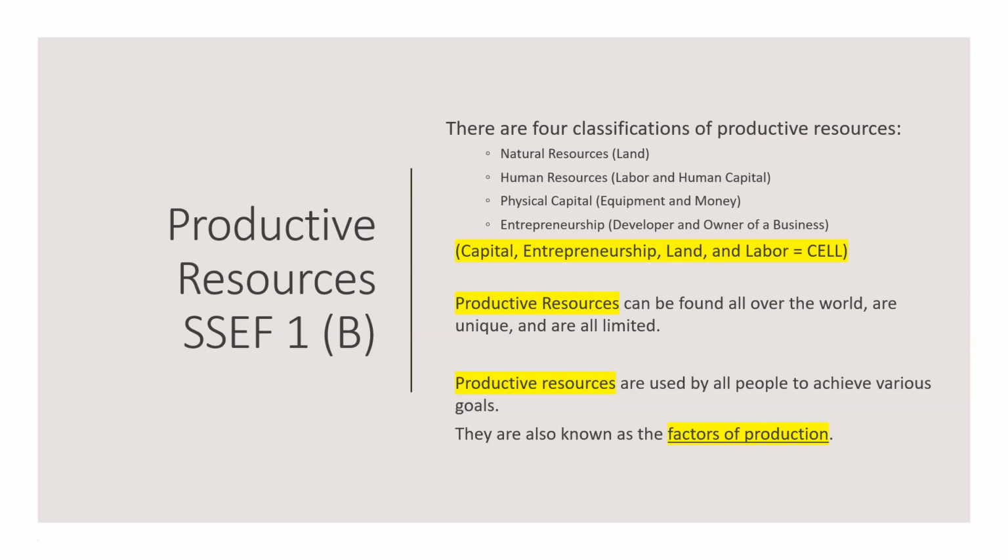An easy way to remember these productive resources and these classifications is the acronym SELL. SELL stands for capital, entrepreneurship, land, and labor.